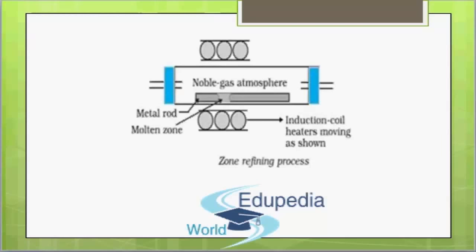Very pure silicon and germanium of semiconductor grade is obtained by use of this method, and it is used in the electronic industries.